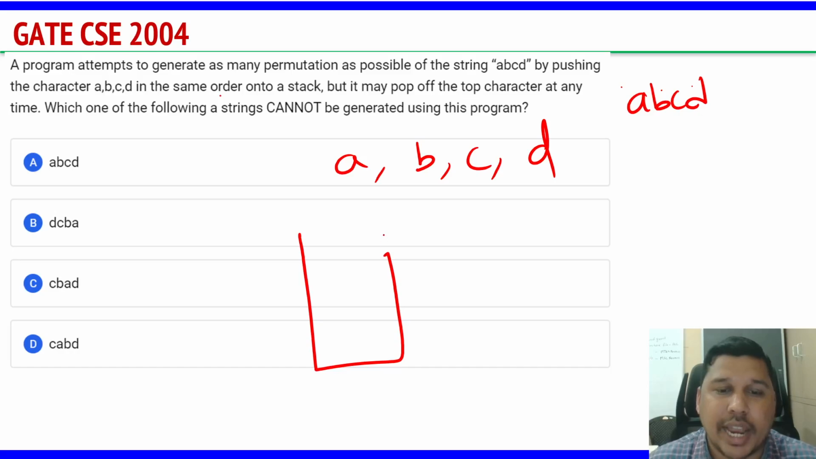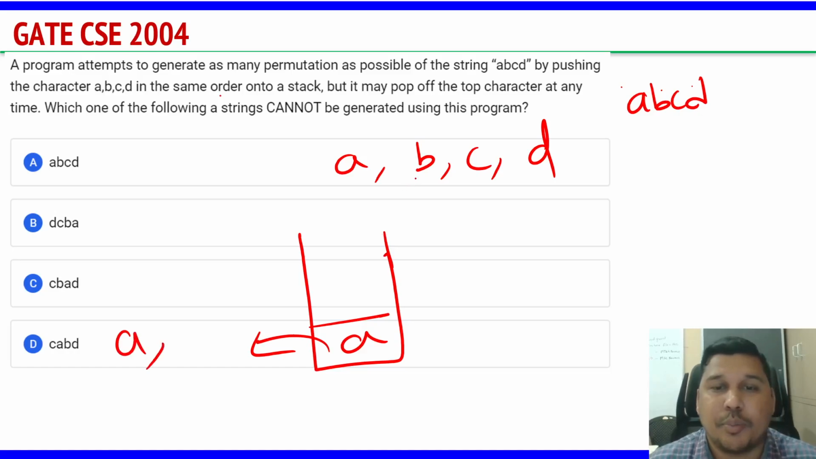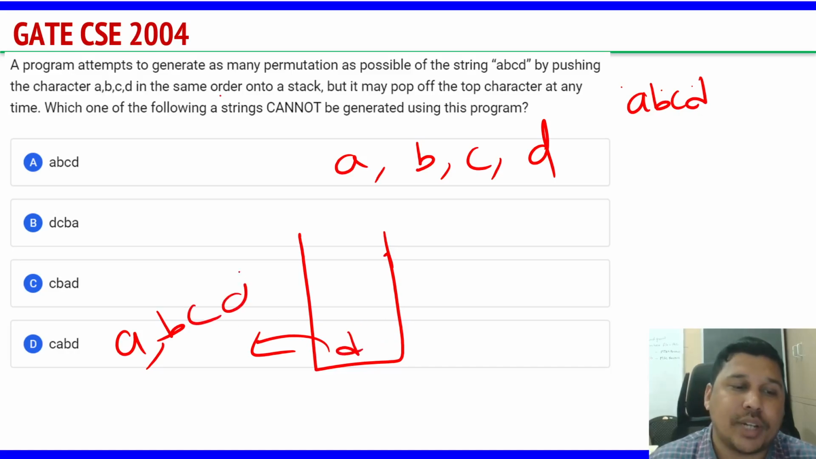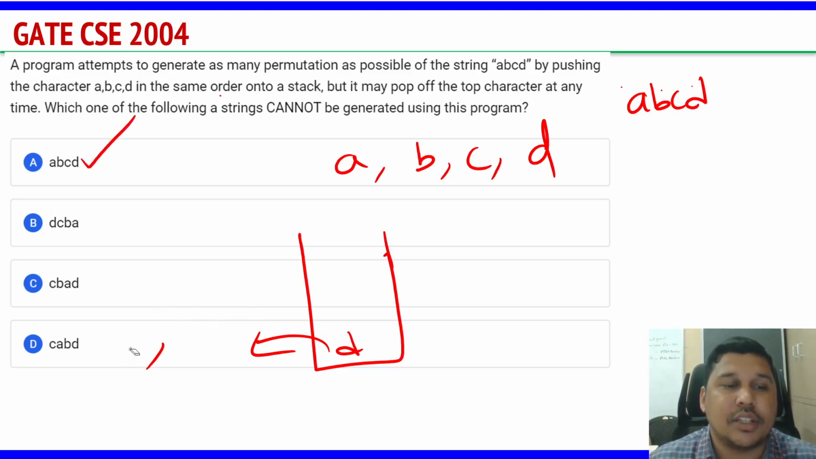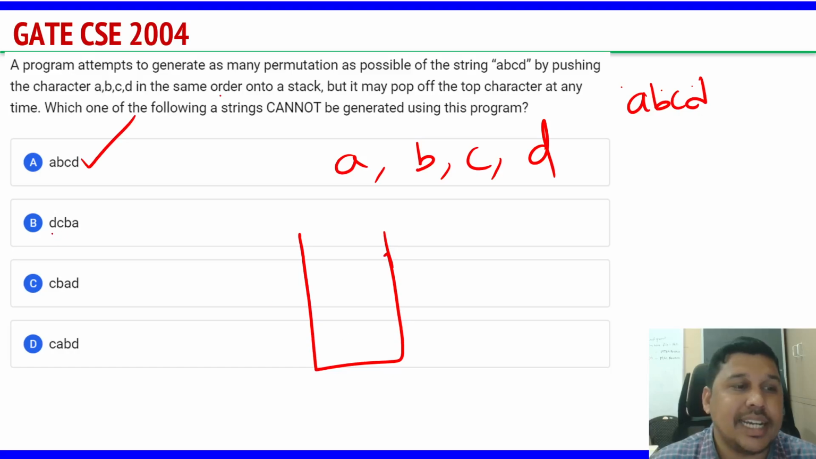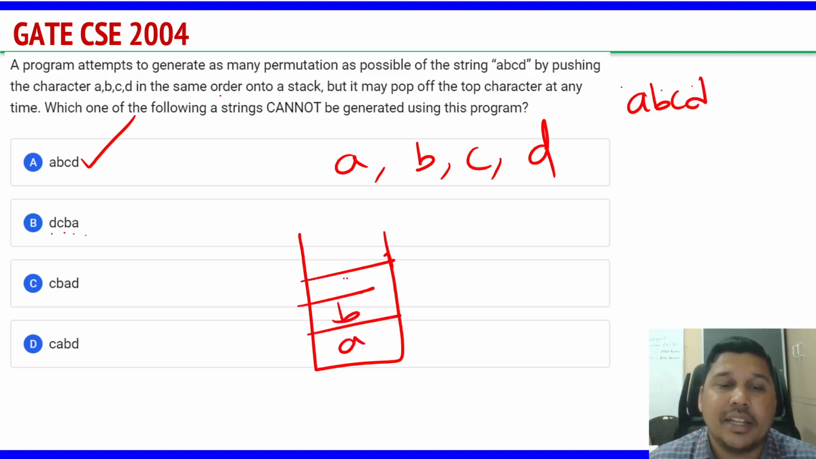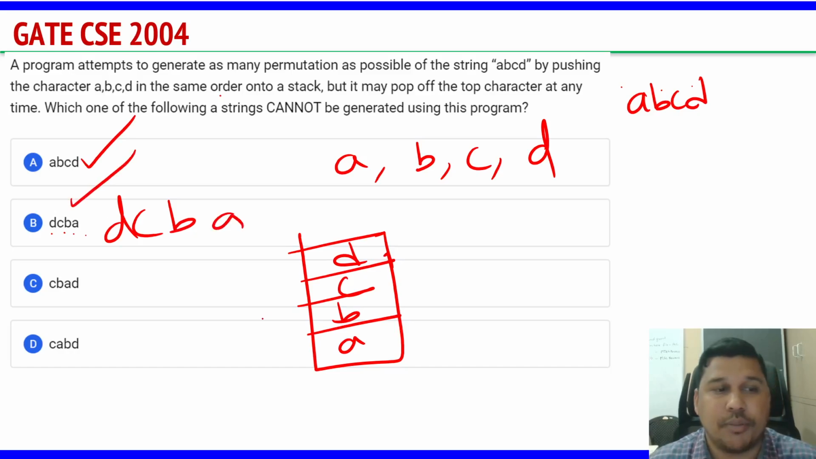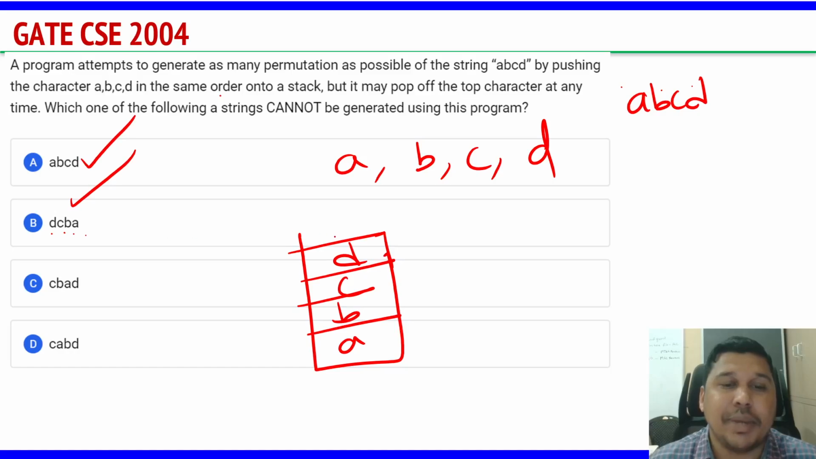So I will push A onto the stack and pop it immediately. So I get A. Then push B and pop it. I get B. Then push C and pop it. So it becomes ABC. Same way, push D and pop it out. ABCD. This is possible, right? So the next case. Next one is DCBA. Push all elements A, then B, then C, then D and pop. So I'll get D, then C, then B, A. This also is possible. Then take the next one, that is CBAD.